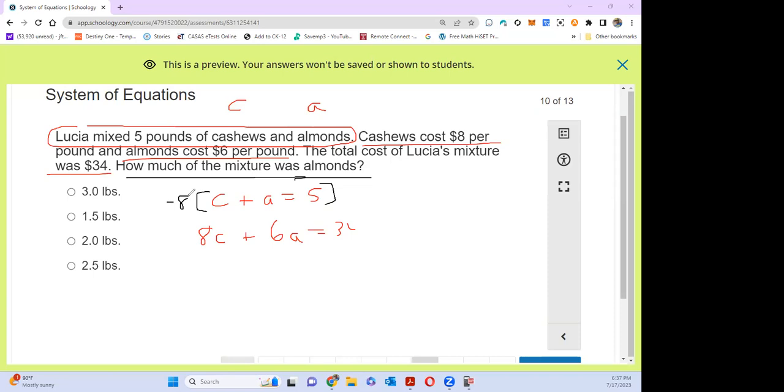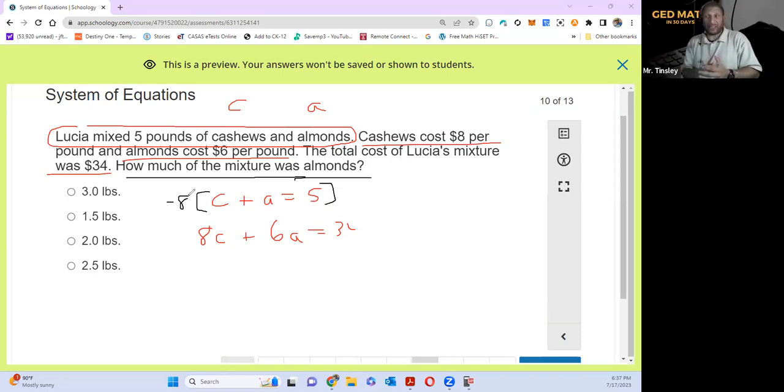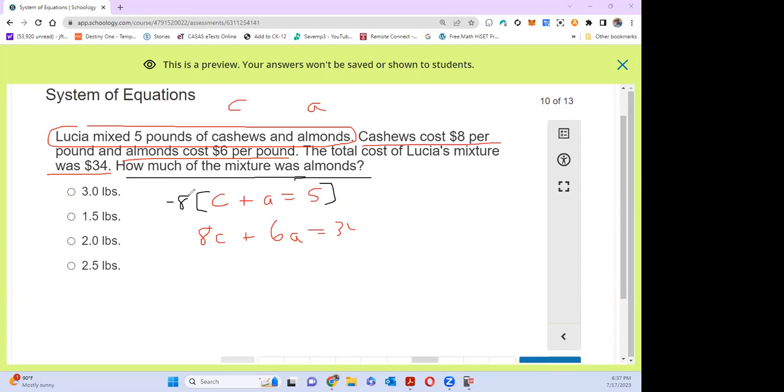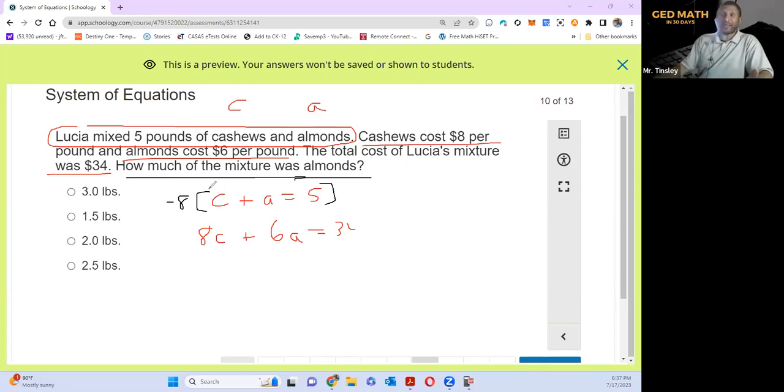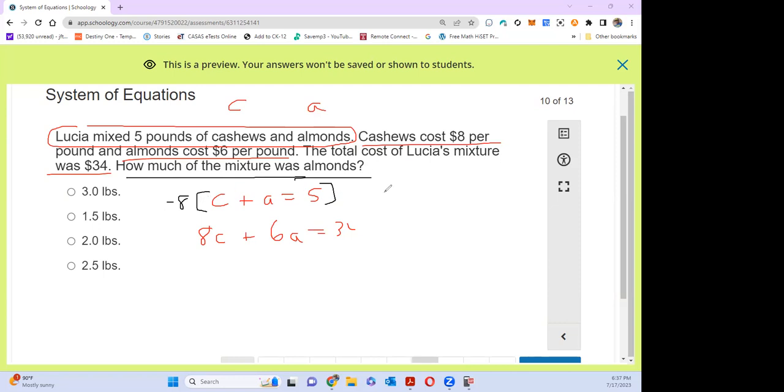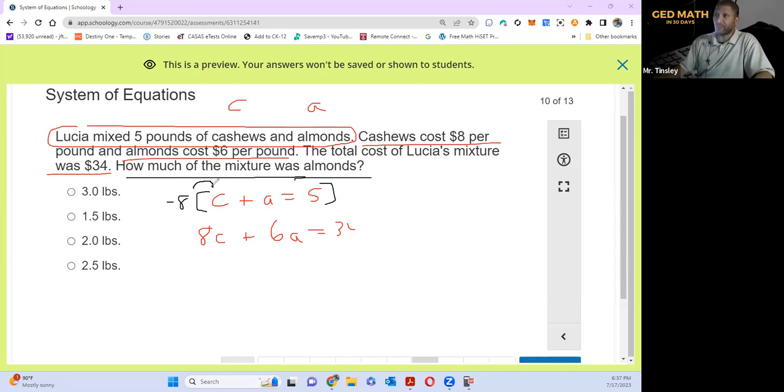So the opposite of 8C is minus 8C. What can I do to make that top variable C look like minus 8C? Well, we know that's multiplication, so I've got to cancel. Multiply by -8. When I multiply by -8, I've got to multiply everything by -8.